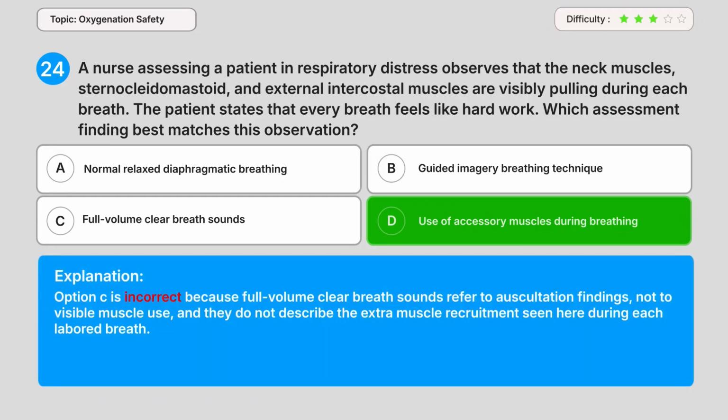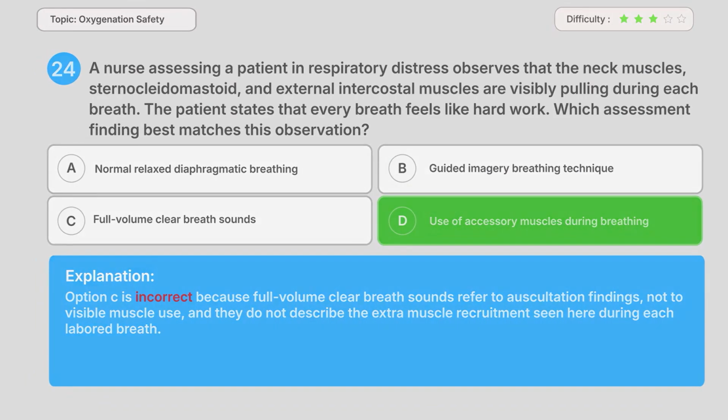Option C is incorrect, because full volume clear breath sounds refer to auscultation findings, not to visible muscle use, and they do not describe the extra muscle recruitment seen here during each labored breath.